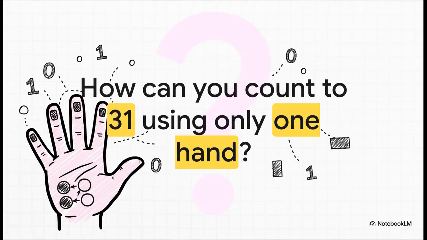So here's the question for you. How can you count all the way to 31 using just the fingers on one hand? And yeah, each number has to have its own unique finger combo. Go ahead, take a second and think about it. I promise this isn't a trick question.